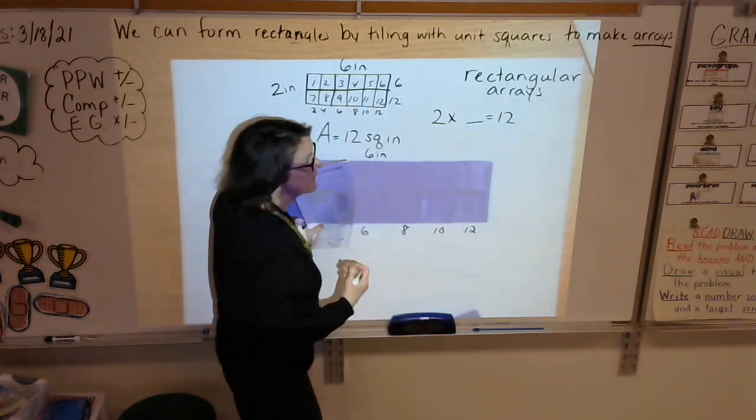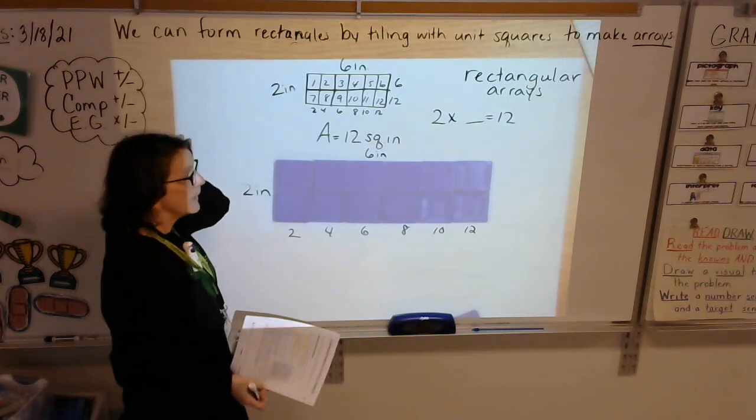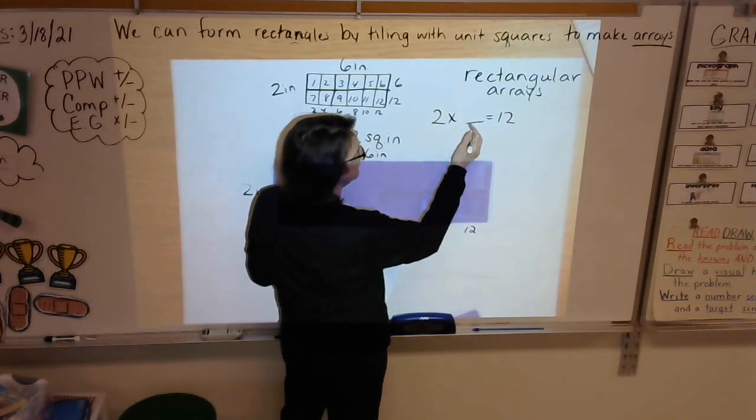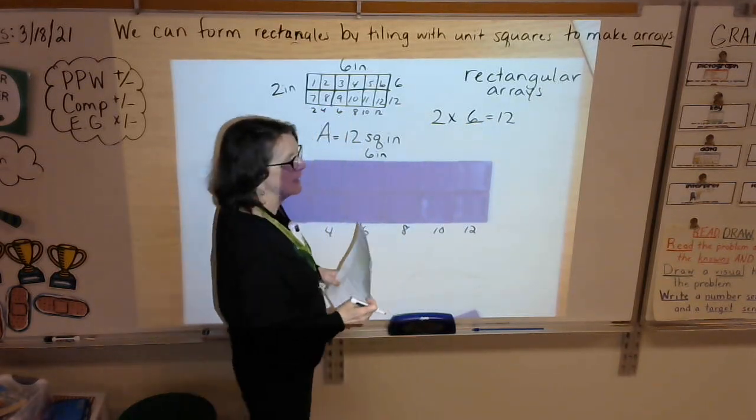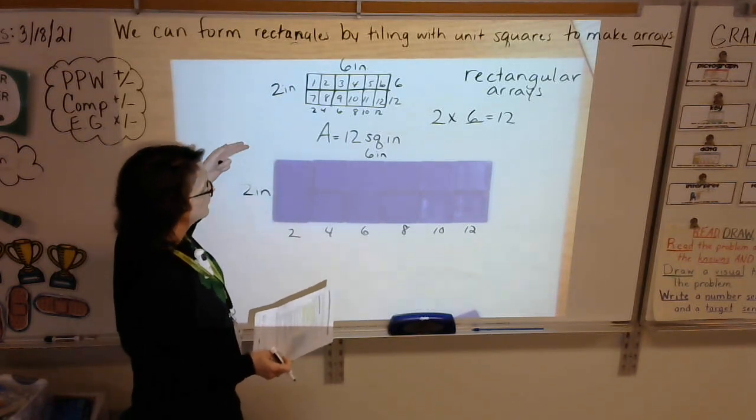And think about it. Why are they called rectangular arrays? Because they're rectangles and they're also arrays, right? And so what would we fill in this number sentence? We would fill in this number sentence with 2 times 6 equals 12. All right? So that was our first example, and you'll find your first template.